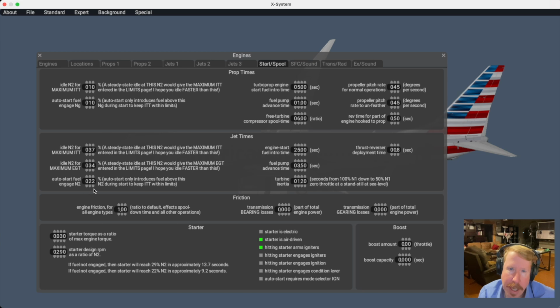Auto start engage at 22%. Well, why do we engage at 22% if 37% is the minimum we can ever go? That seems dangerous. Well, the fuel intro start ramps up over 25 seconds. So you're spinning at 22% N2, and it just starts to leak in just a littlest bit of fuel. And then by the time 25 seconds has elapsed and you're up to full fuel flow, you should be well above 37 or 34% N2, and so you should never have a temperature exceedance.